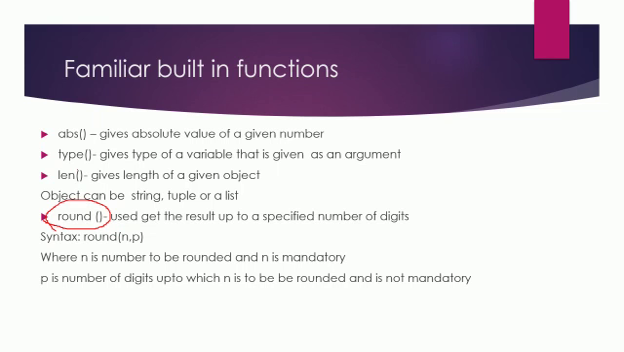You have two arguments to be given inside the round function: one is n and one is p. n means the number you want to round and p is the number of places to which the number should be rounded. n is mandatory, meaning n should always be given. You cannot skip that n. But if it is not given up to how many places it has to be rounded, it will round to 0 places. So now you can see an example.